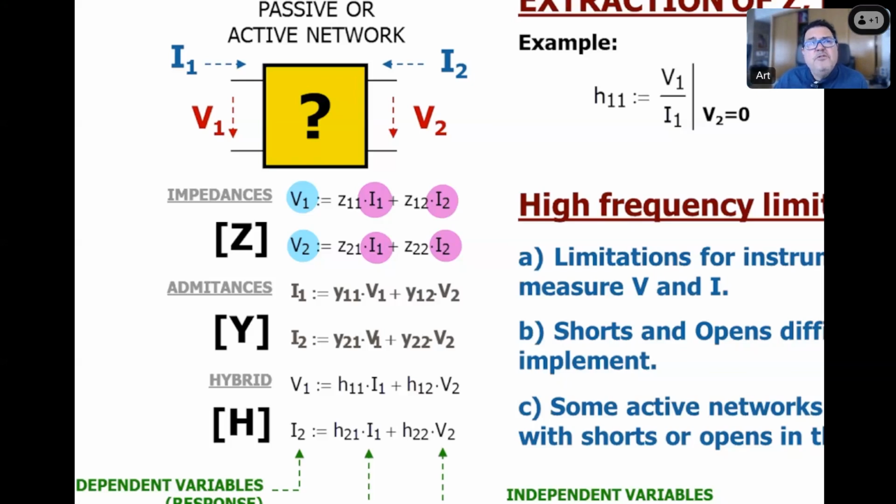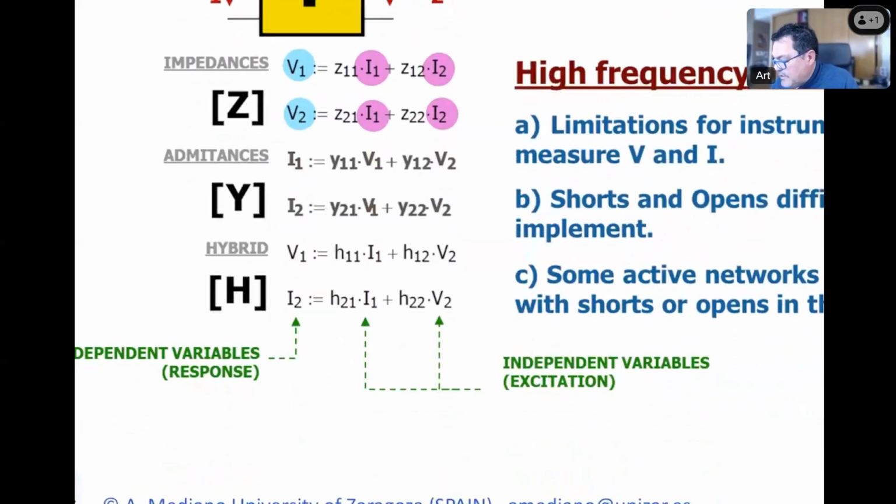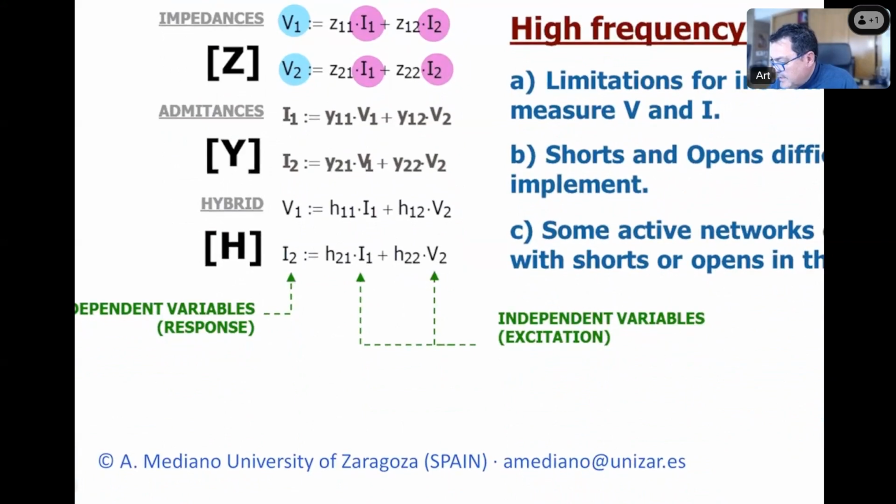If we consider the voltages as independent variables, then the dependent variables will be currents. That is because this matrix is the Y matrix. And for the H matrix, H came from hybrid. The parameters H11, H12, H21, and H22 have units of siemens or ohms. That is because the name is H matrix, hybrid matrix.